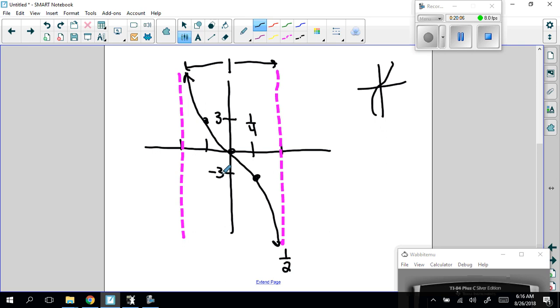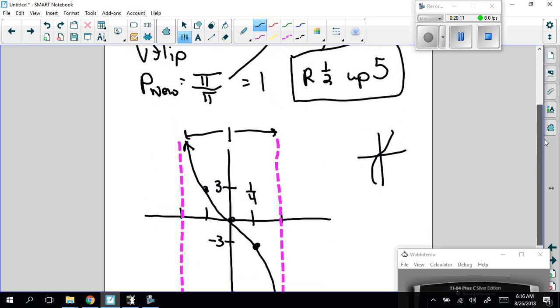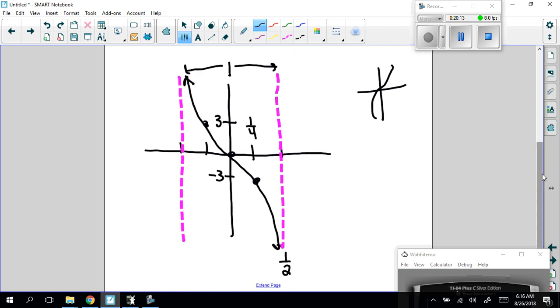Now you ask yourself, do you feel like shifting it? The answer is, I go right 1/2 all day long, but up 5? No, I don't want to go up 5 because I'm on a scale of 3. So if you want to go up 5, you got to actually change the scale. Now I can go up 5. That's the graph right there, except for the whole right 1/2, up 5.